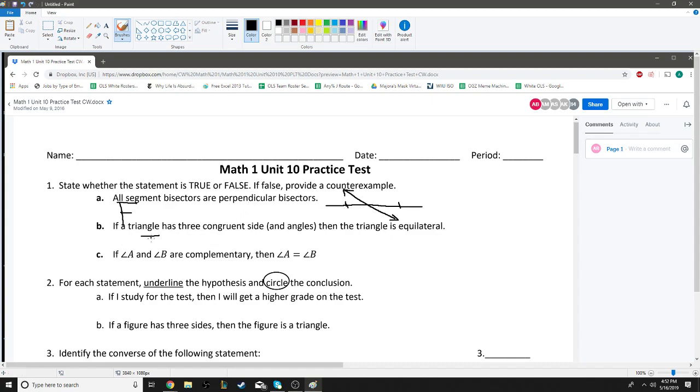This one is actually a true statement, because if it has three congruent sides and angles, it's equilateral. And this one is a false statement, because the two angles could be complementary but not equal. You could have 30 and 60, or any combination of them.